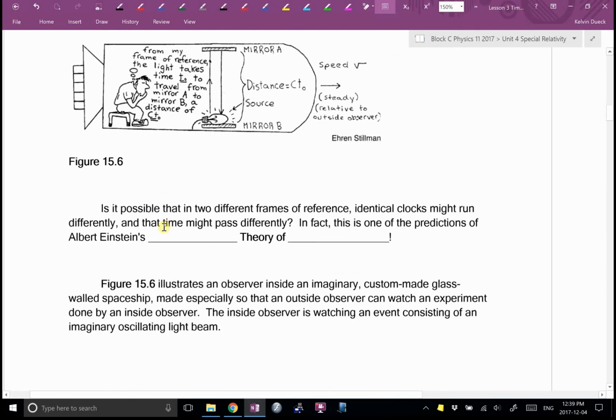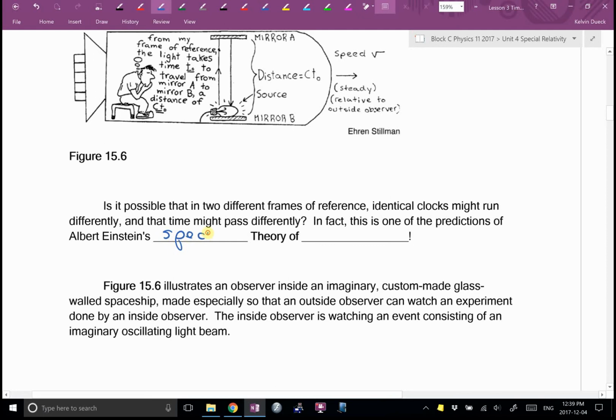Is it possible that in two different frames of reference, identical clocks might run differently and that time might pass differently? Yes. This is one of the predictions of Albert Einstein's special theory of relativity. So figure 15.6 illustrates an observer. So we are sitting in space. Let's suppose we're astronauts, in a space suit. We're floating at rest, and we see a glass spaceship come past us, and we're looking at it through the side. Can you imagine that?